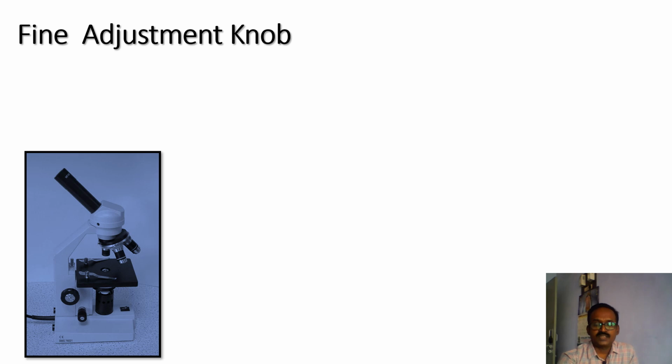The fine adjustment knob is used after using the coarse adjustment knob. This is the fine adjustment knob. So first use the coarse adjustment. If we focus approximately, only then can we use the fine adjustment knob. It is useful for the exact focusing of the object.